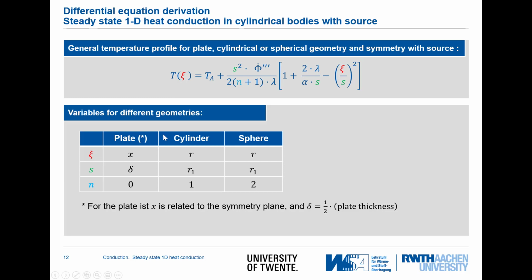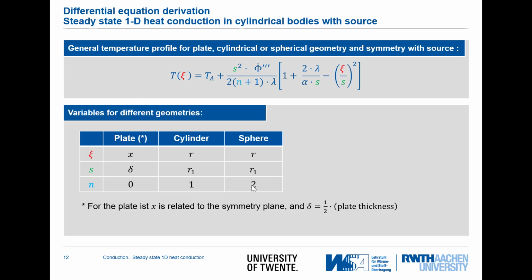This is because of the symmetry condition. We see it here for the cylinder as well. We don't look at the diameter, we look at the radius, and so we can replace again all those variables with the radius, and then with either 1 or 2 depending on whether it's a cylinder or a sphere.